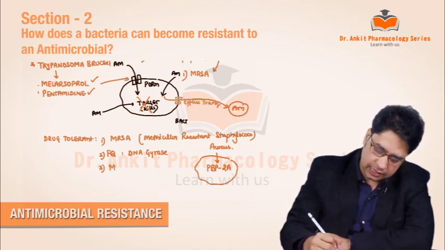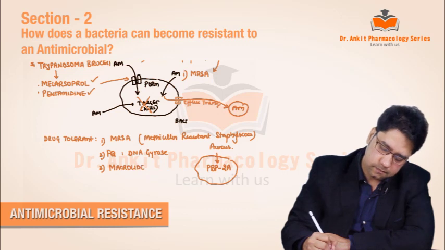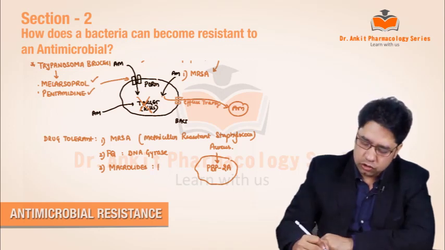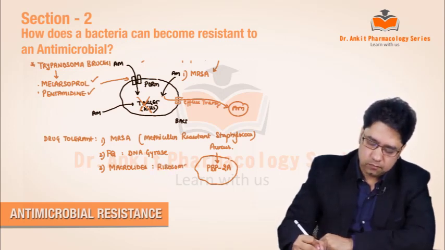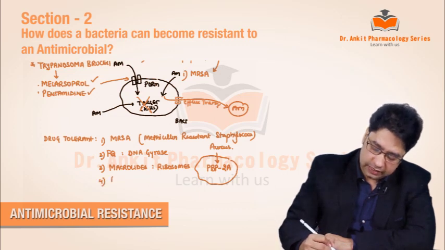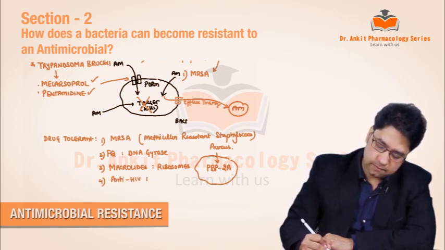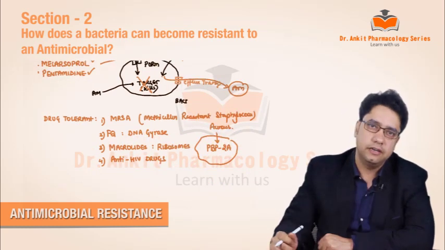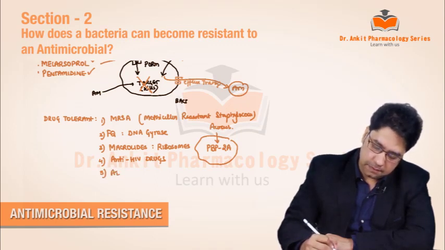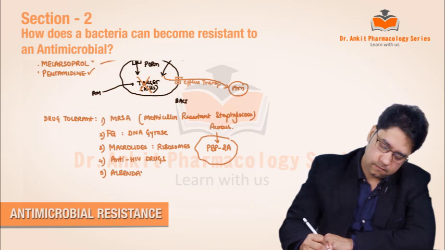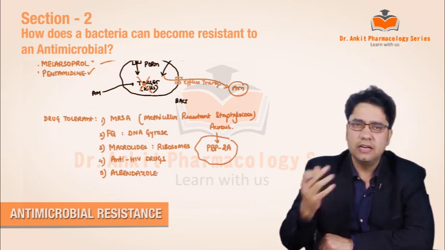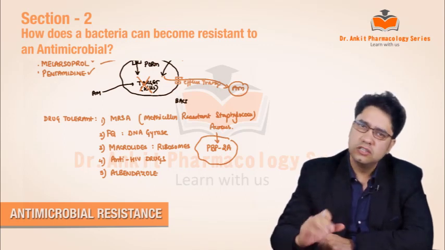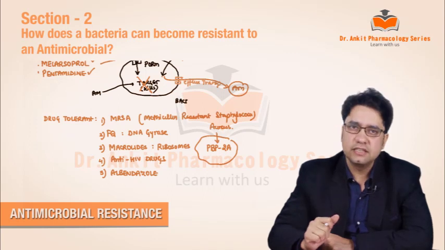Similarly, we will write other examples like macrolides. Macrolides generally bind to ribosomes of the bacteria. So those ribosomes have been modified. Okay. Fourth, we will write all anti-HIV drugs. Against all anti-HIV drugs, the resistance has developed due to altered target. Okay. Fifth, we will write albendazole. Albendazole binds to microtubules of a helminthic infection. So these microtubules have been modified. So this is the example of drug tolerant.